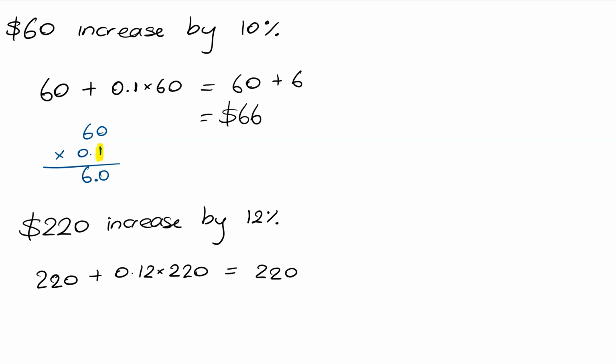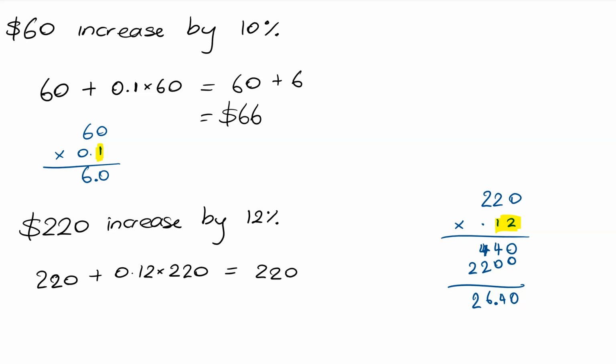Okay, and now I have to do my calculation. I'll do it on the side here because I've got a bit of space over here. So we've got 220 times 0.12. We've got 2 times 0 is 0. 2 times 2 is 4. 2 times 2 is 4. We put our 0 there as a placeholder. Then 1 times 0 is 0, 1 times 2 is 2, and 1 times 2 is 2. And we add: we've got 4, 6, and 2, so 2,640. We've got 2 decimal places, and therefore we put it to 2 decimal places.